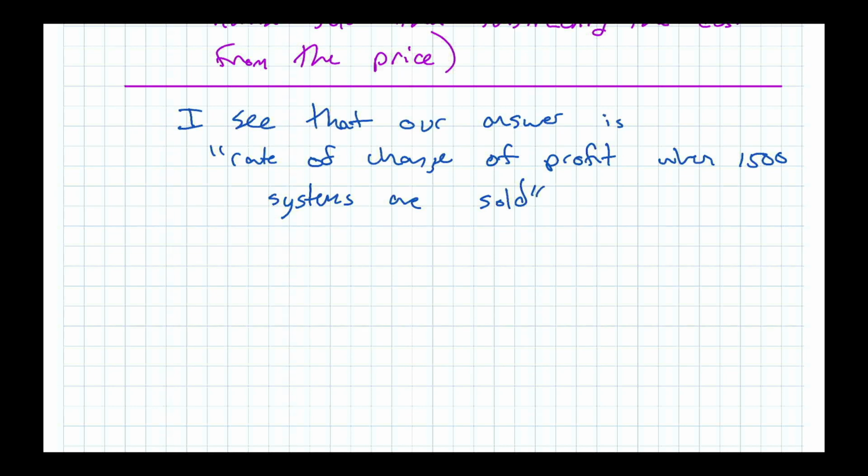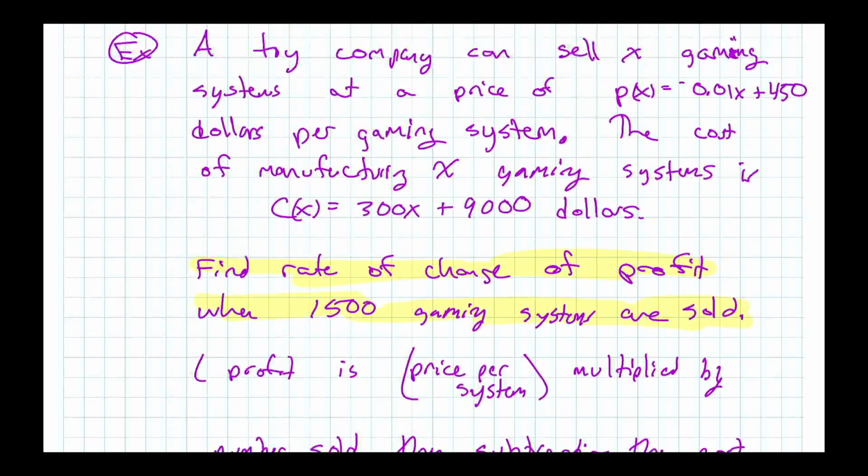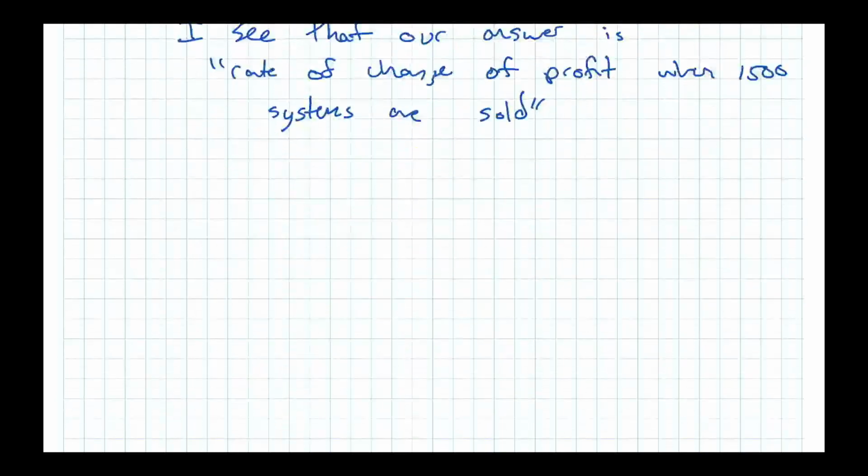So, for example, if profit was capital P, since the P that we have so far is a lowercase p for price, then what we're looking for is capital P prime of 1500. Because capital P prime, the derivative of P, that's the rate of change.